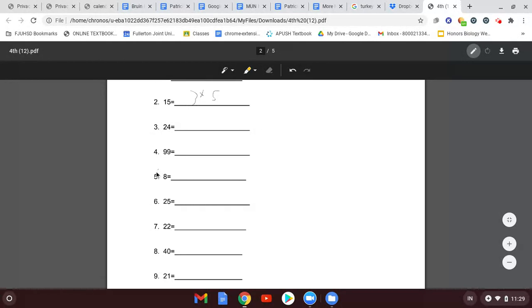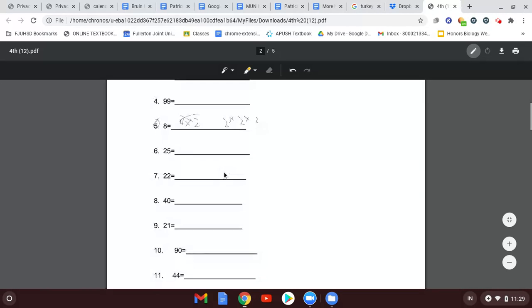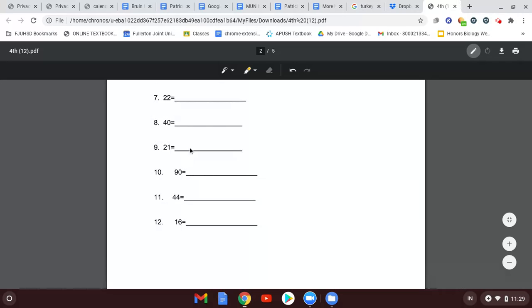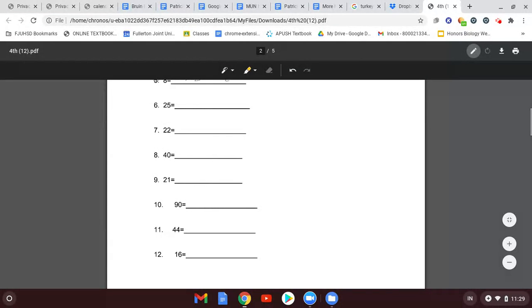However, for number 5, we can't do something like 4 times 2, and that's because 4 is not a prime factor. Even though 2 is a prime factor, 4 is not. Therefore, we can't do 4 times 2 for this answer. It would have to be 2 times 2 times 2, because all three of these numbers are prime factors. And that should be it.